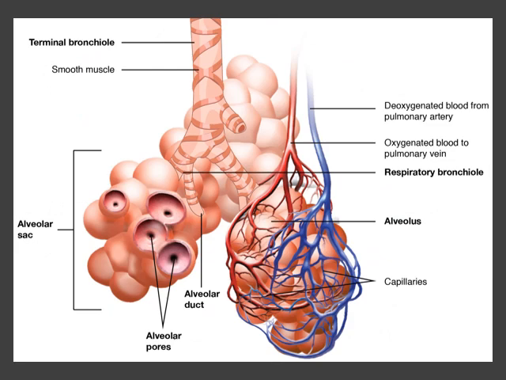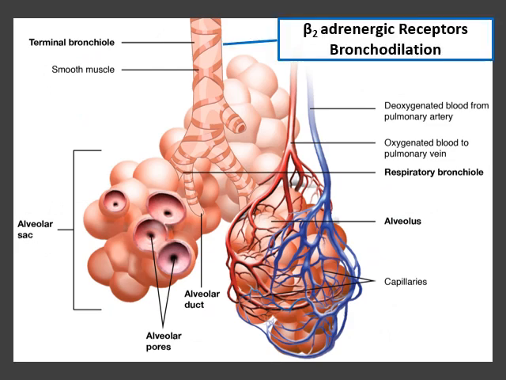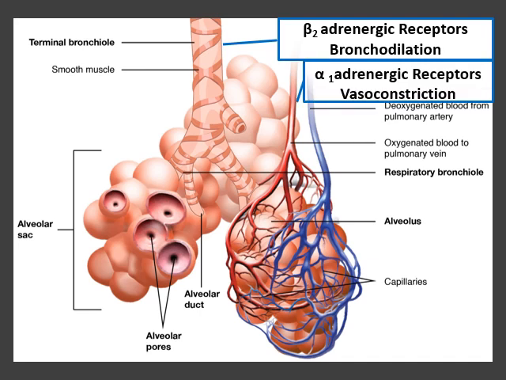The effect of sympathetic nervous system on the lung. Through stimulation of beta-2 adrenergic receptor present in the wall of the bronchi lead to relaxation of the smooth muscle present in the bronchi, thus producing bronchodilation. At the same time, stimulation of alpha-1 adrenergic receptor present in the wall of the blood vessel produces vasoconstriction. That's why sympathomimetic drugs are used in treatment of bronchial asthma.